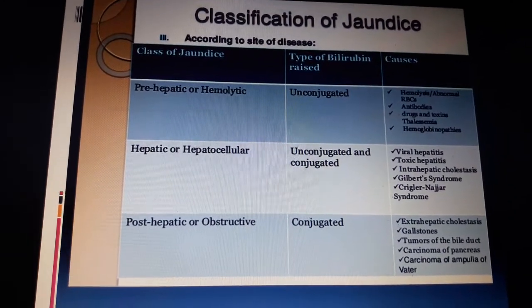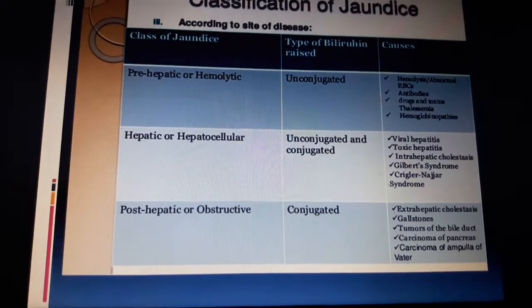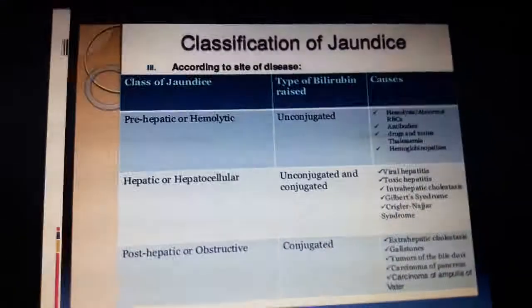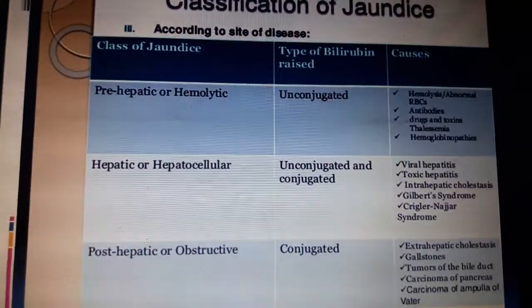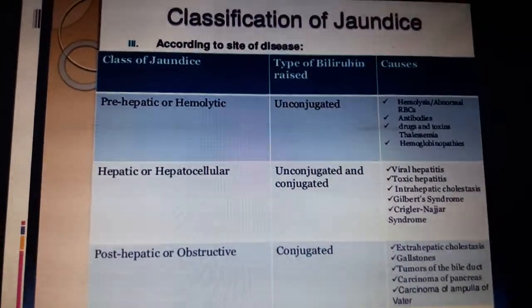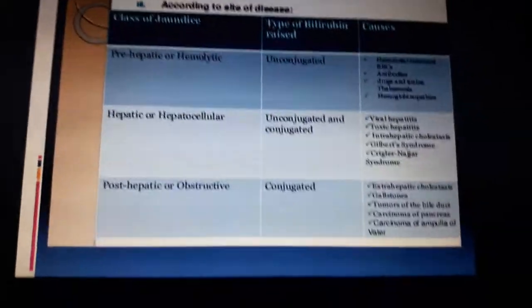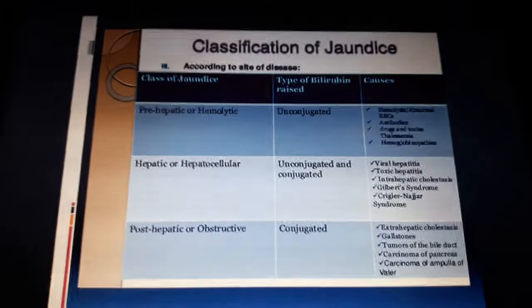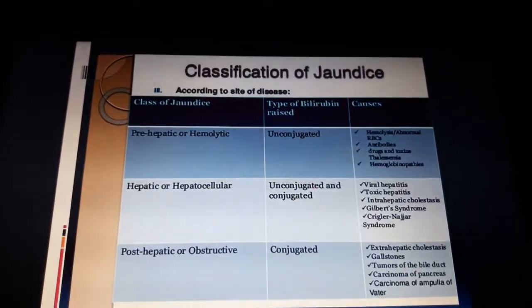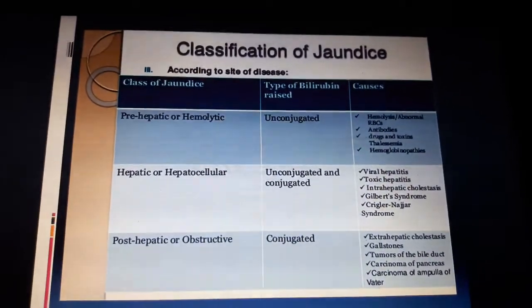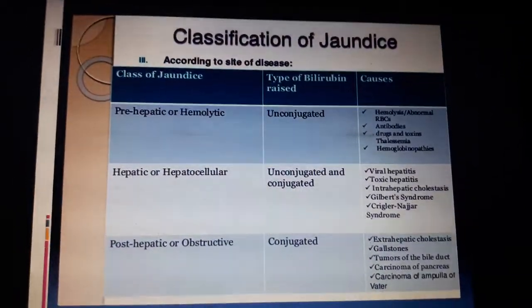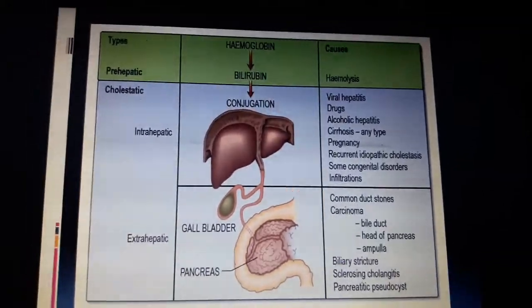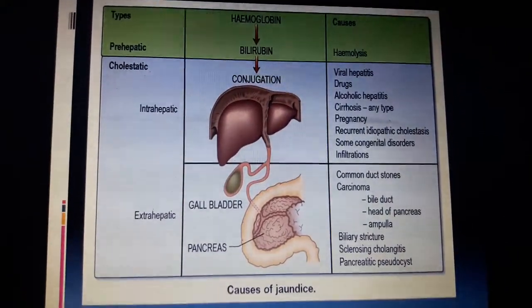unconjugated and conjugated bilirubin, caused by viral hepatitis, toxic hepatitis, intrahepatic cholestasis, Gilbert syndrome, Crigler-Najjar syndrome. And third type, post-hepatic or obstructive jaundice. Here conjugated bilirubin level is excess and caused by extrahepatic cholestasis, gallstones, tumors of the bile duct, carcinoma of the pancreas, carcinoma of the ampulla of Vater. This diagram also shows different types of jaundice and their causes.